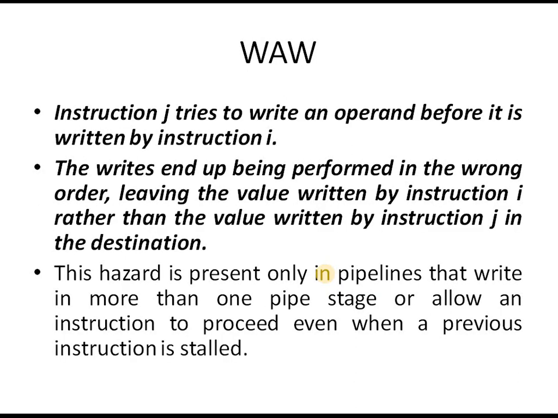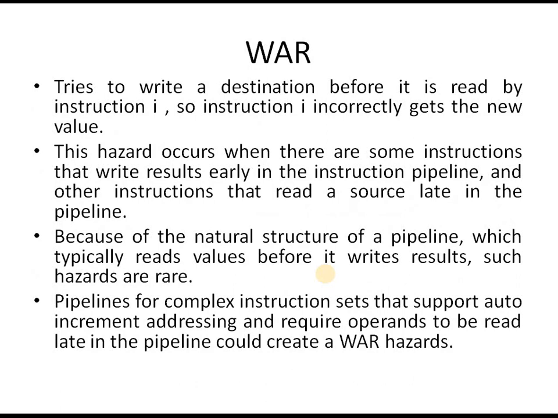WAW, write after write. Instruction J tries to write an operand before it is written by instruction I. The writes end up being performed in the wrong order, leaving the value written by instruction I rather than the value written by instruction J in the destination. This hazard is present only in pipelines that write in more than one pipe stage or allow instructions to proceed even when a previous instruction is stalled.